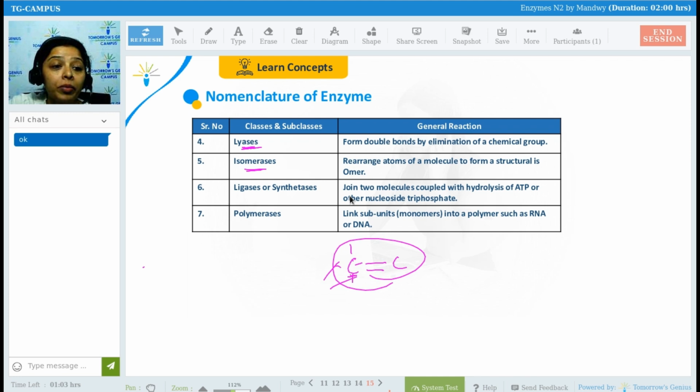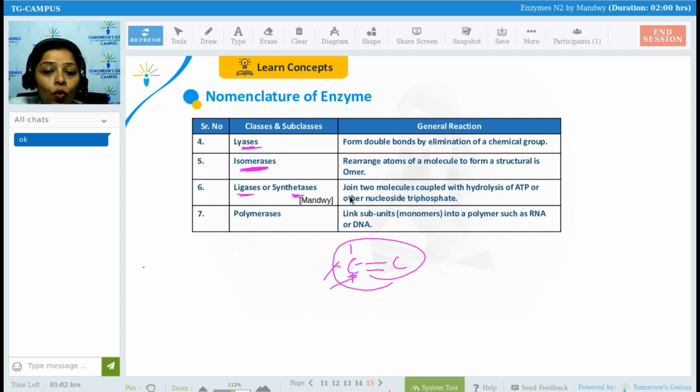Isomerases. The isomerization process done by the enzyme is called isomerases. What is isomerization? Rearrangement of atoms in a molecule. So structural organization will change. Molecular structure will change. The molecular formula will be the same, but their arrangement will change, right? So this rearrangement of the structure is done by the enzyme isomerases.